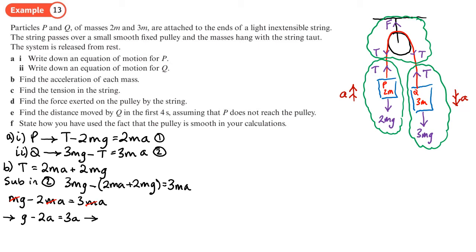So I'm trying to find a, aren't I? So 5a, if I add 2a to both sides, equals g. So a equals g over 5. So I could leave it like that. Or if I'm going to divide it, I need to make sure that I give my answer to two or three significant figures. So g over 5 is 1.96. If I'm going to do three significant figures or two significant figures, it'll actually become 2, won't it? So it might be better to leave it as g over 5 as the acceleration of both the masses.